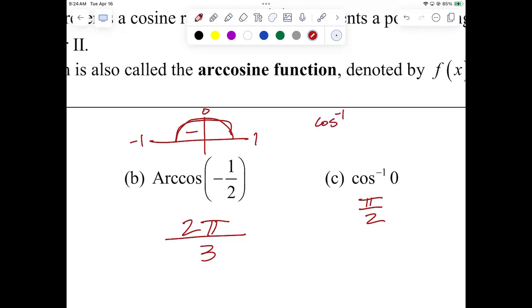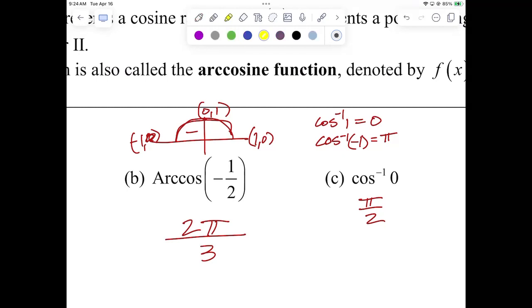What's the inverse cosine of 1? 0. What's the arc cosine of negative 1? Pi. Very good. So those are your quadrantal angles. This is 1, 0. This is 0, 1. This is negative 1, 0. So you got 1, 0, and negative 1. That's going to be at 0, pi halves, and pi.